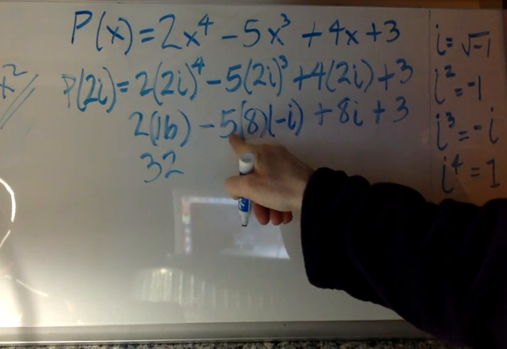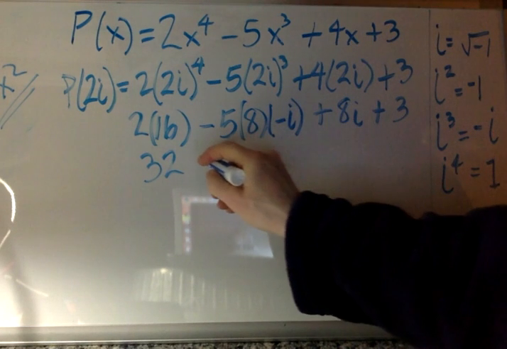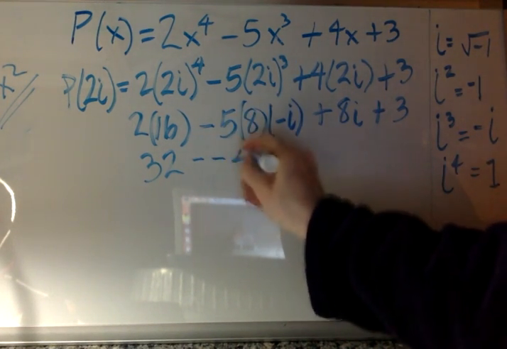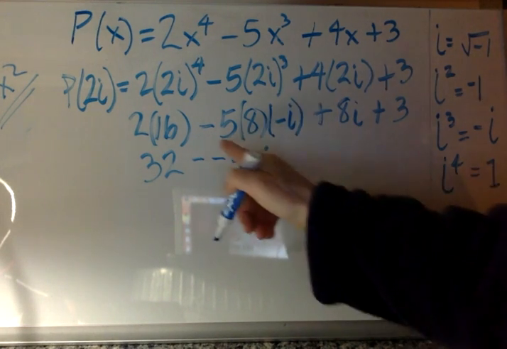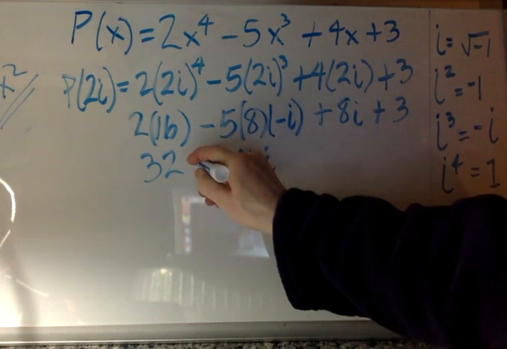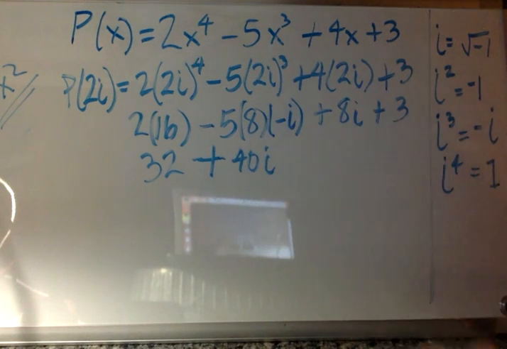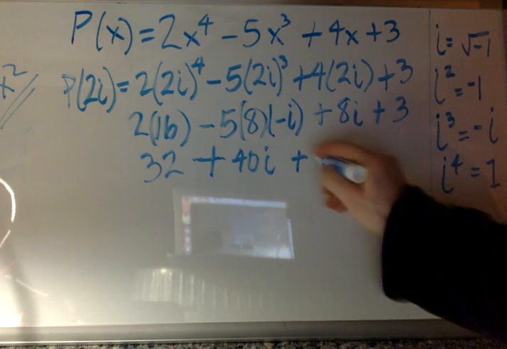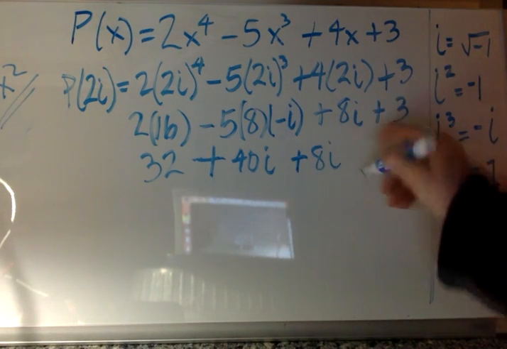minus 40 times -i. So I'm going to have minus negative 40i, because it's take away a negative, so that's really 32 plus 40i. Then I add 8i and add 3.